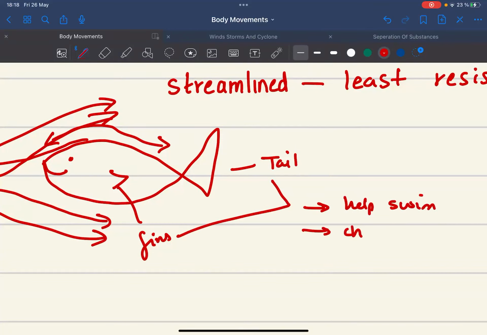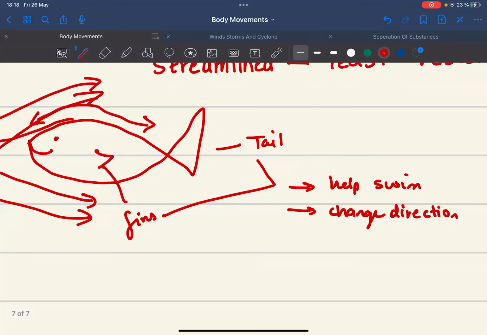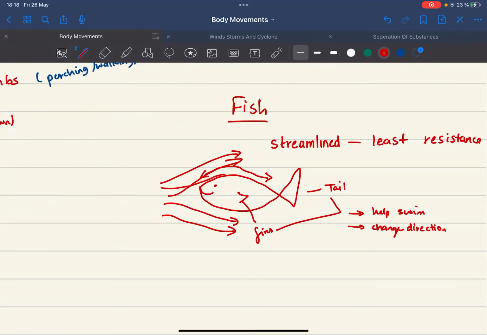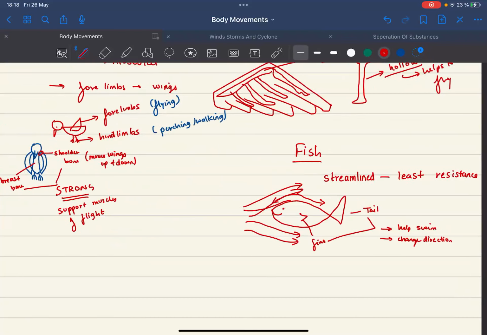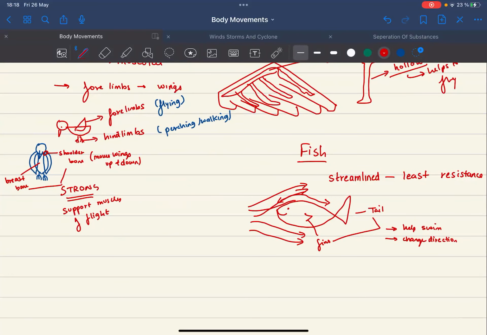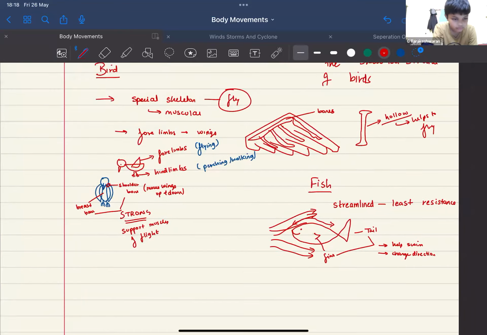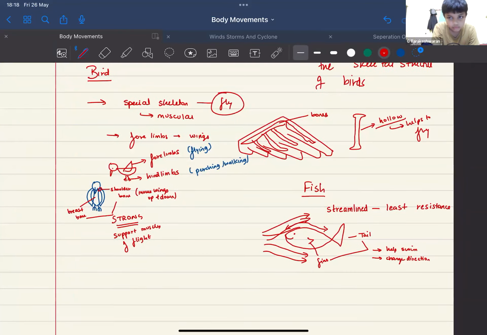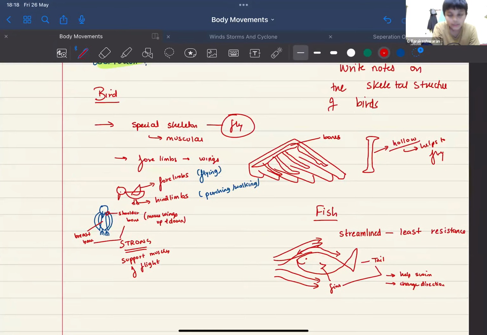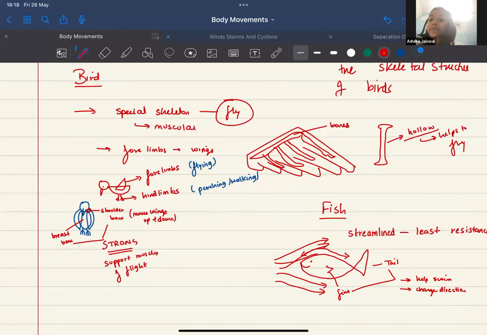Also to change the direction where they're swimming. These are the two main functions of a fish's tail and fin. All right, am I clear? Any doubts? Any doubts, please ask.